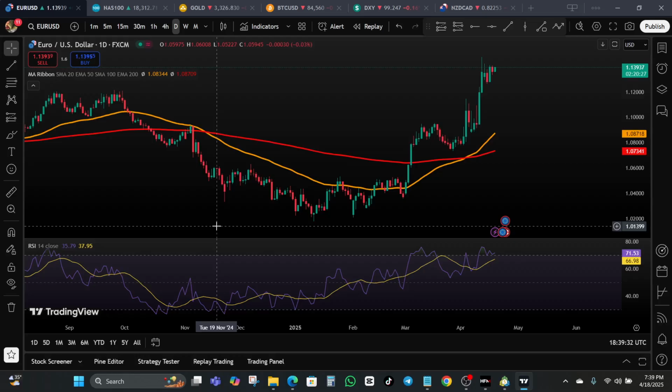So that is how you use indicators for trading on TradingView. Focus on simplicity, understand what each tool tells you, and practice combining them to sharpen your edge.